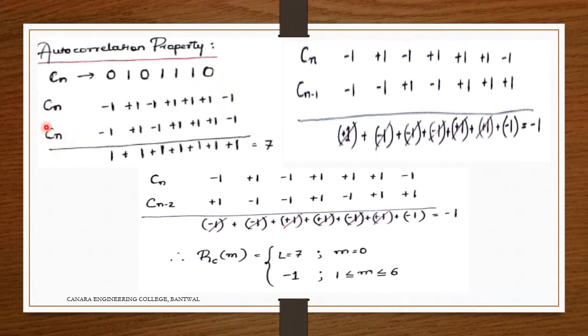This is what I am going to do, Cn into Cn. What is that? Minus 1 into minus 1, plus 1; plus 1 into plus 1, plus 1; plus 1 into plus 1, plus 1; plus 1 into plus 1, plus 1; minus 1 into minus 1, plus 1; plus 1 into plus 1, plus 1; minus 1 into minus 1, plus 1.